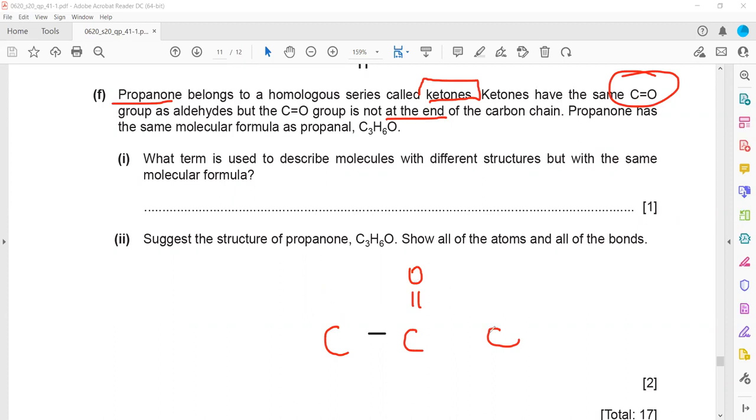And then we have to complete the structure. So put 1, 2, and 3 hydrogen here, and 1, 2, and 3 hydrogen here. So this will be the structure of propanone. Why did I not draw C double bonded with O at the end? As they mentioned here in the information, the C double bonded with O, which is present in a ketone, cannot be at the end. It is always at the center.